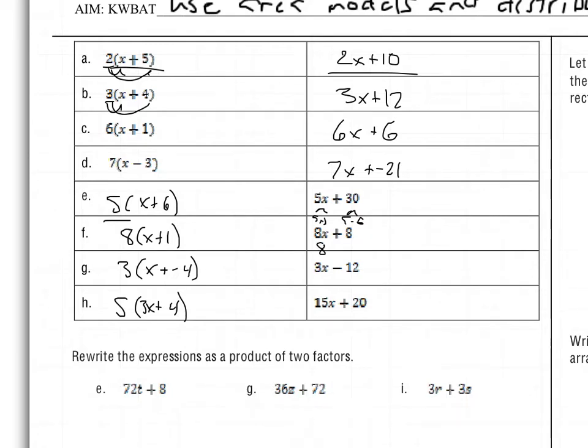This is 8 times x, and this is 8 times 1, so we can take out a common factor of 8. This one is 3 times x, and negative 3 times 4. So again, this is one where we have to be really careful. We need to make sure that whatever this multiplication is on this second distribution is a negative, so we get that negative 12. So our common factor here is 3. And this one is 5 times 3x and 5 times 4. So our common factor is 5. We can factor out that 5.